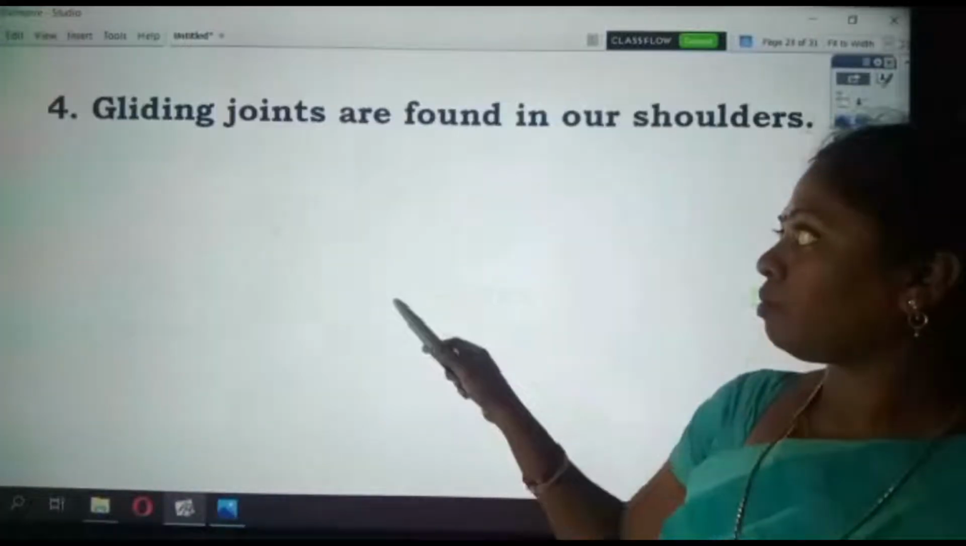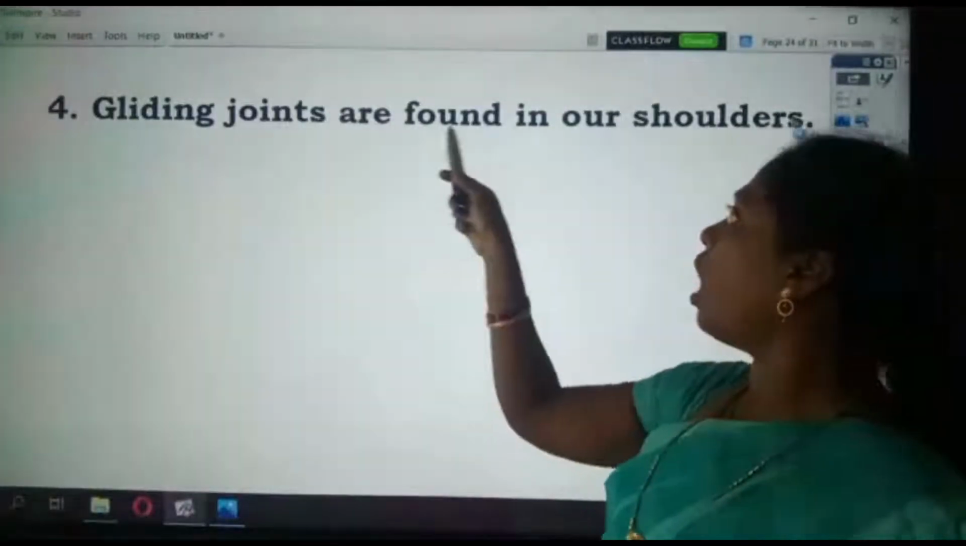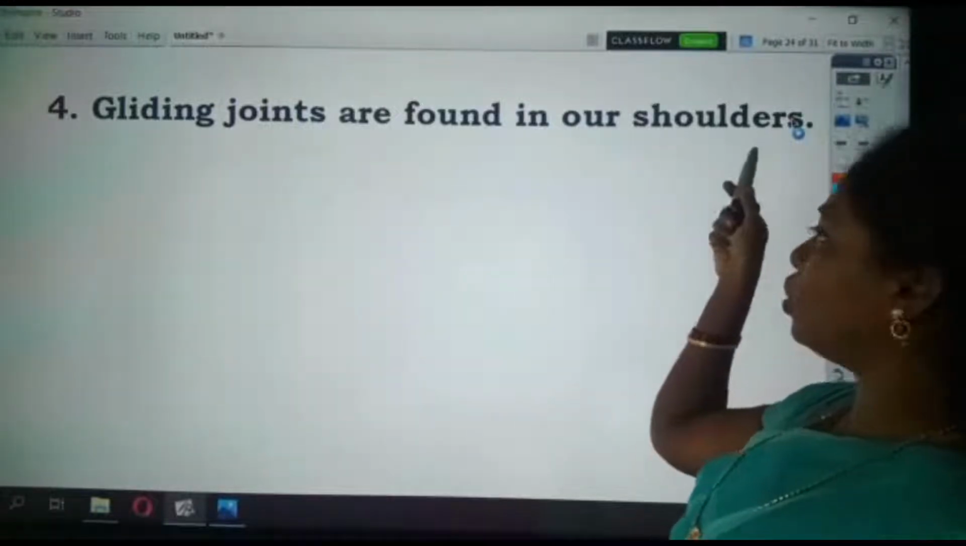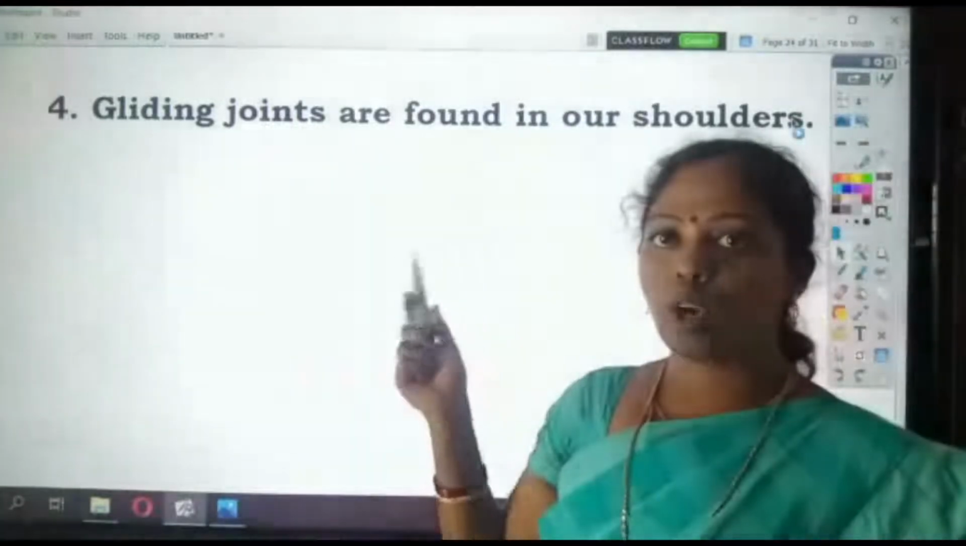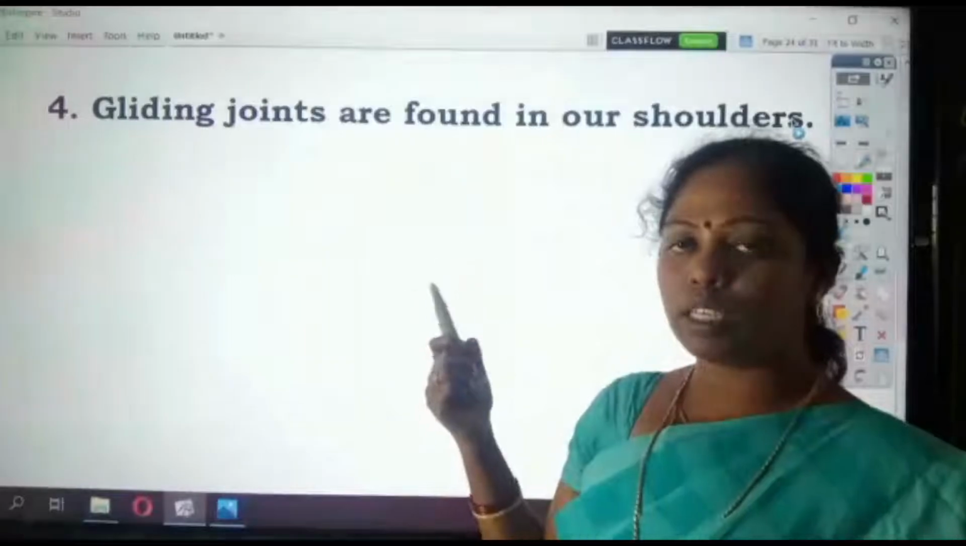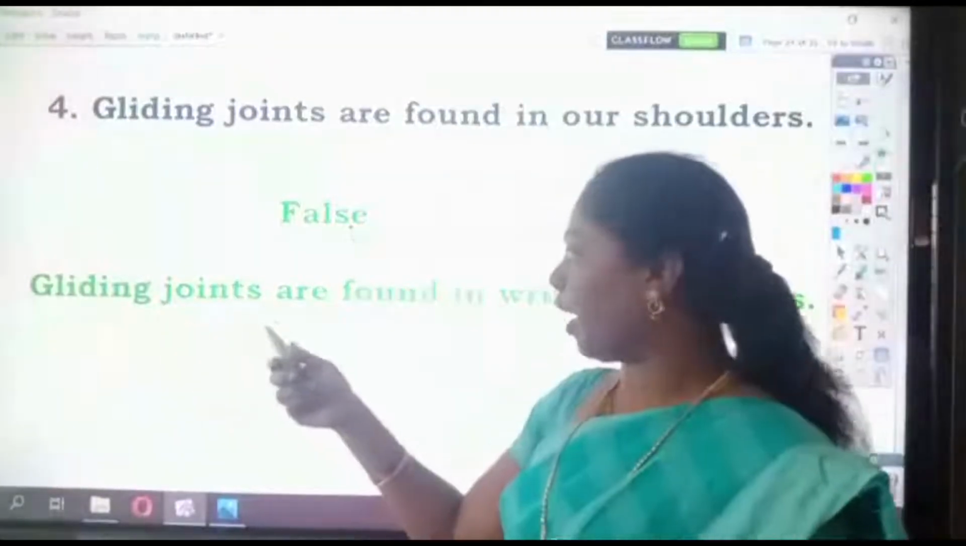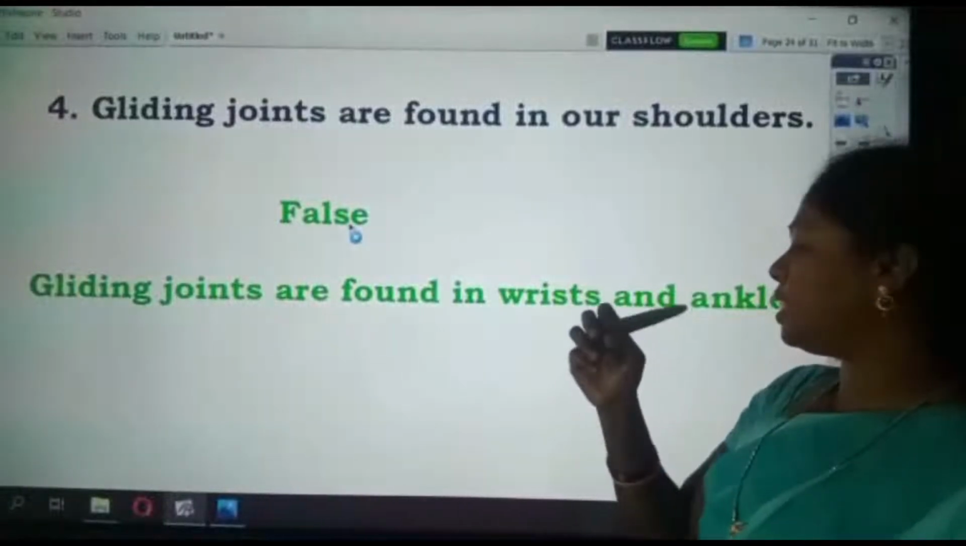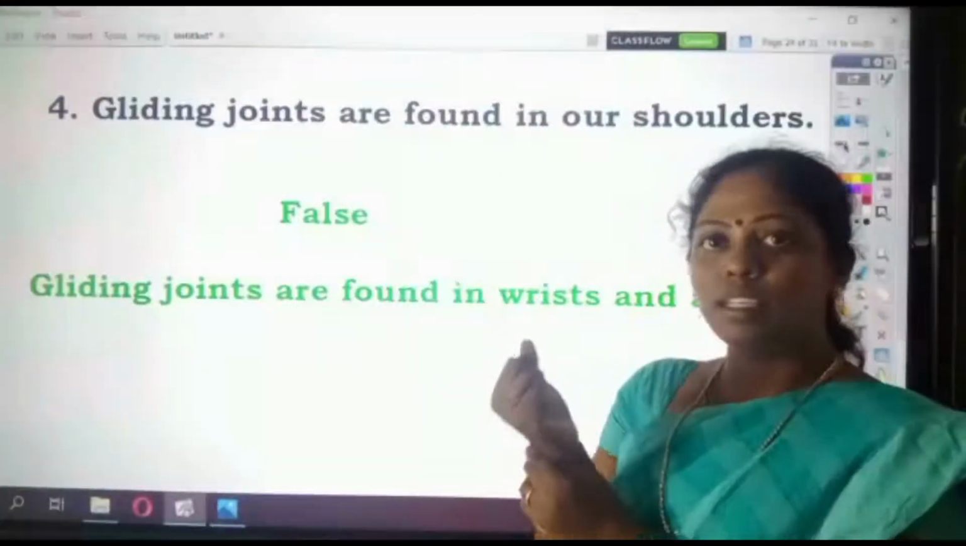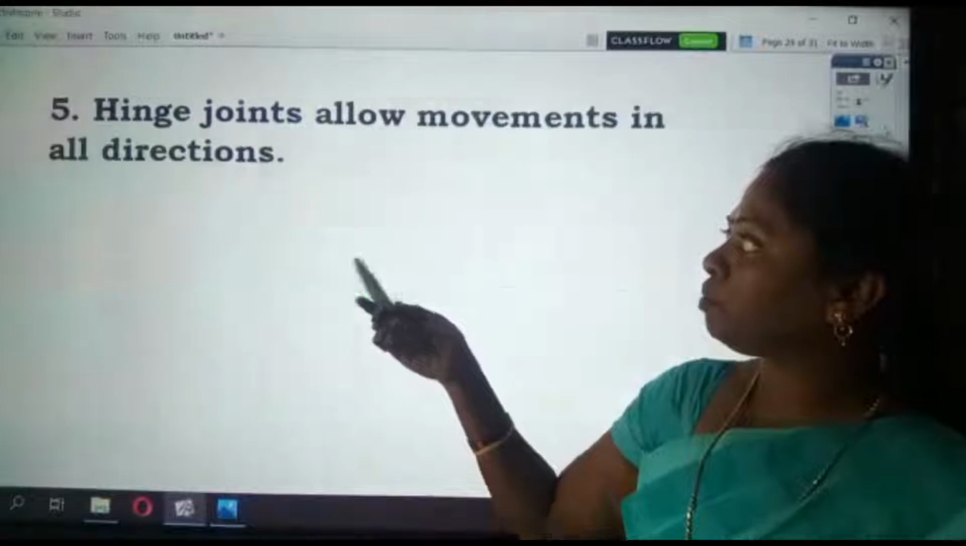Next question. Gliding joints are found in our shoulders. Is it correct? The statement is false. The gliding joints are found in wrists and ankles. Isn't it, children?